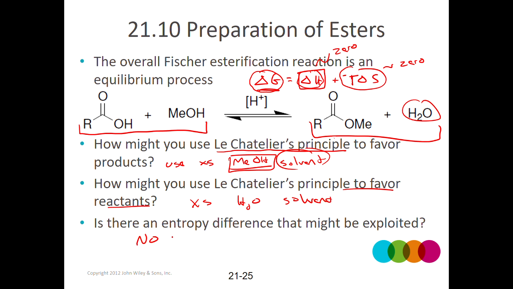And unfortunately, there's no entropy difference to be exploited, so I can't even use temperature to help me, right? If I had a value for delta S that was something more than 0, depending on whether it's positive or negative, I could increase or decrease the temperature to make this term larger or smaller and affect the value for delta G and shift the equilibrium one way or the other. But when the T delta S term is very close to 0, no matter how I change the temperature, the term is still going to be very close to zero, which means the temperature change is not really going to affect this equilibrium much.